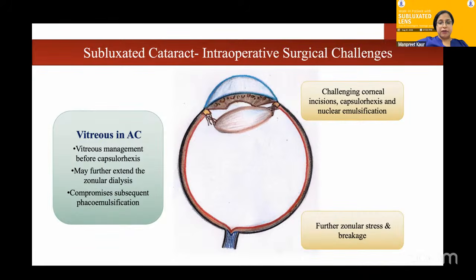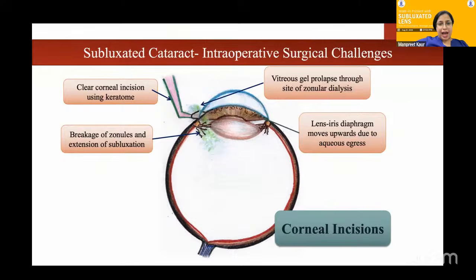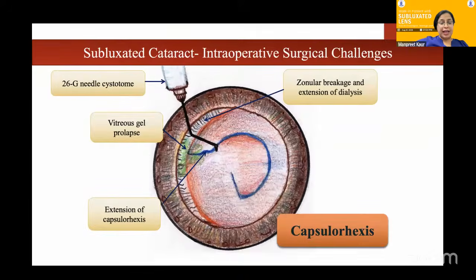And the nucleus emulsification is going to add additional zonular stress. All these maneuvers can cause further zonular stress and breakage. Vitreous management is challenging. It may further extend the zonular dialysis and compromise subsequent phacoemulsification. So as I was saying, during incision, you can have vitreous gel prolapse through the site of dialysis. The lens iris diaphragm suddenly moves upward due to the aqueous egress, and the breakage of zonules and extent of subluxation can increase. During rhexis, in cases with extreme subluxation, you can have further zonular breakage. Vitreous gel prolapse can occur.